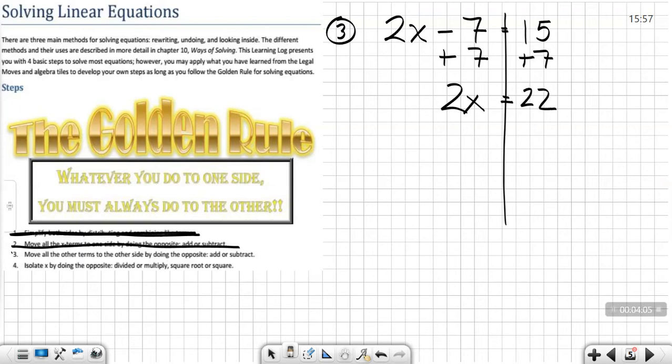All right, now I'm going to isolate x by doing the opposite, divide or multiply. This is 2 times x. The opposite of multiplication is division, so I'm going to divide by 2. What I do to one side, I must do to the other, giving me x equals 11.